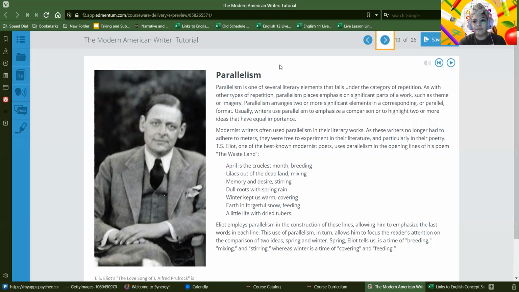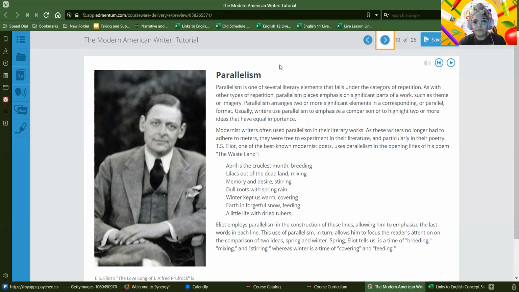The point of that is to highlight 2 ideas or more that have equal importance. Sometimes you just try to get across a lot of things in a poem, and you're not sure if your audience is going to completely understand, hey, these things are just as important as these other things. So if you format stuff in the same way, people will notice, oh, there's some kind of pattern here. And that's usually what parallelism is. So I'll give you an example here.